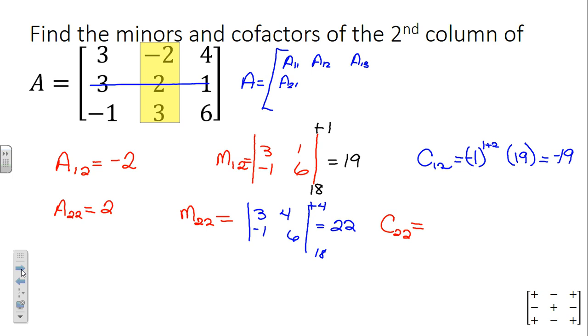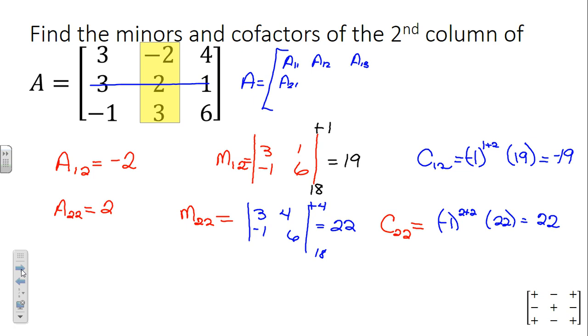Everybody get 22 for the minor. Okay? All right, now we have to figure out whether we are changing the sign or not. -1 to the row plus column, 2 plus 2, the 4th, is positive, right? We take that times 22, and we get 22. So the cofactor of the second row, second column is 22. Make sense?